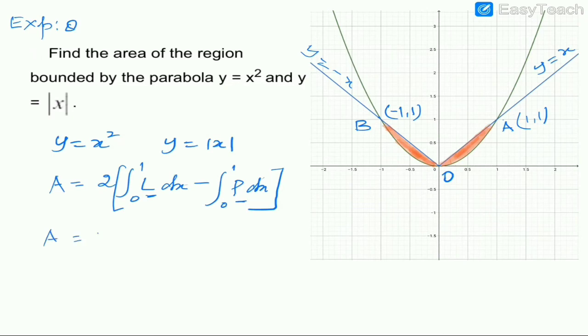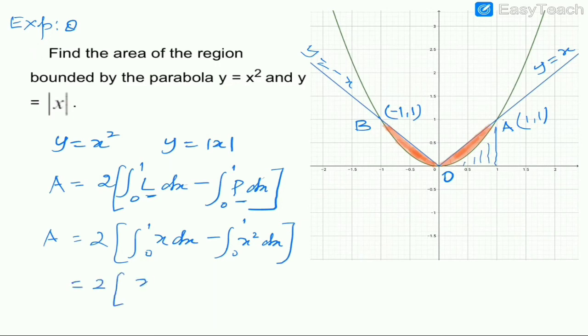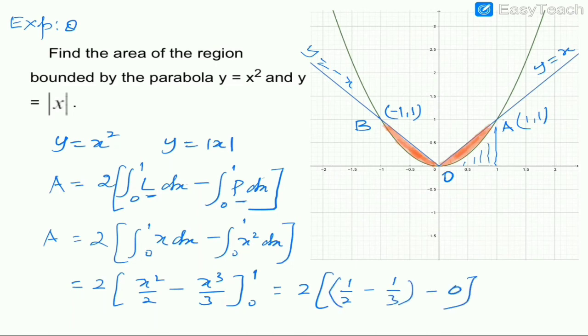So we write the value of y from the line and the value of y from the parabola. So we have A is equal to 2 times integral 0 to 1 of y is equal to x dx from the line, minus from the parabola, 0 to 1 of y is equal to x square dx, which is equal to 2 times integration of x square by 2 minus x cube by 3 from 0 to 1. After simplifying, putting the upper limit, 1 square is 1 by 2 minus 1 cube is 1 by 3, and the lower limit is 0, which is equal to 1 by 3 square unit.